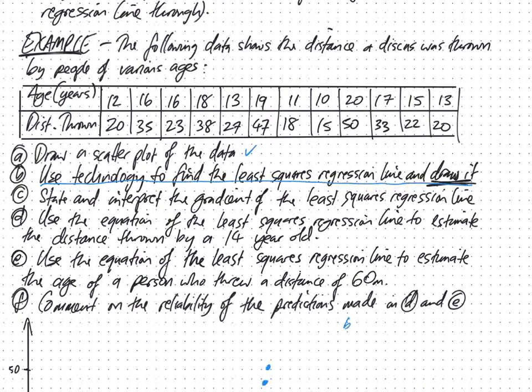So I'm going to do B up here. So I've put the data into stat edit. I'll scroll over to calc, select LinReg, tell it where my data is. And now it spits out y equals ax plus b. a is equal to 3.2895 to 4 decimal places. b is equal to negative 20.3421 to 4 decimal places.